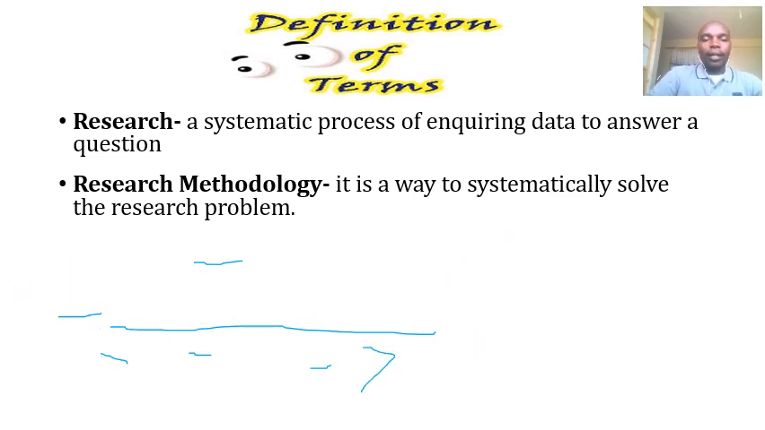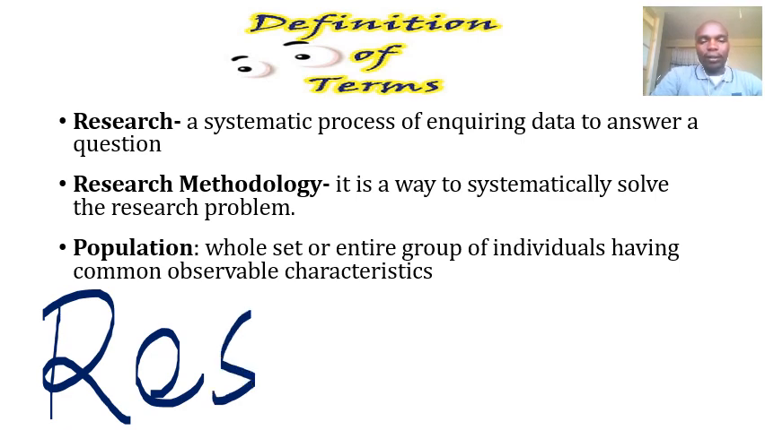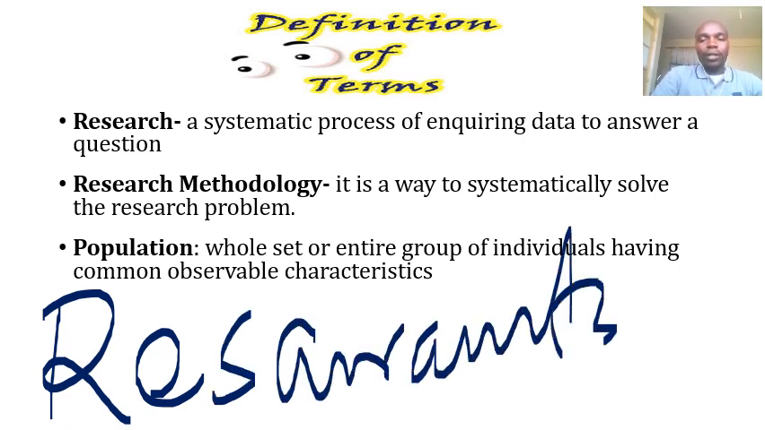Another term that you want to illustrate is population. So what is a population? A population is a whole set or entire group of individuals having common observable characteristics. Let's say you want to do a study amongst restaurants. You want to look at the quality of services they offer. The number of restaurants that we have becomes your population. And you can imagine how many restaurants we have in Kenya.